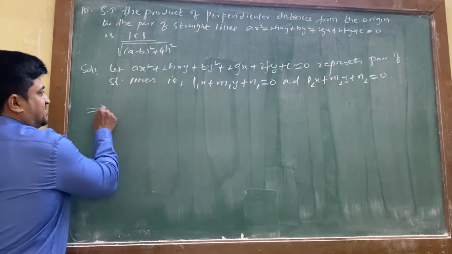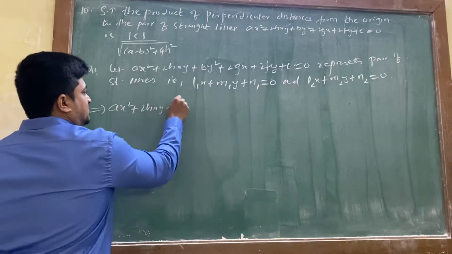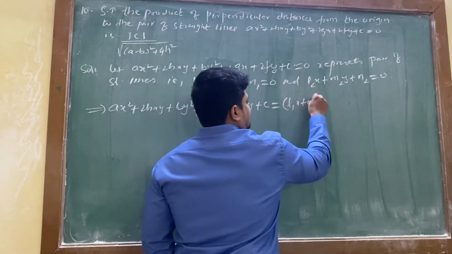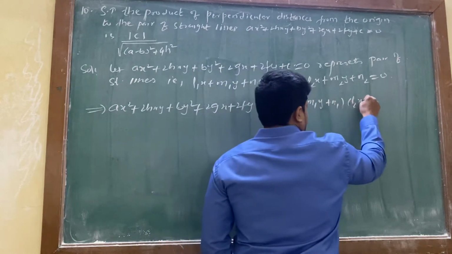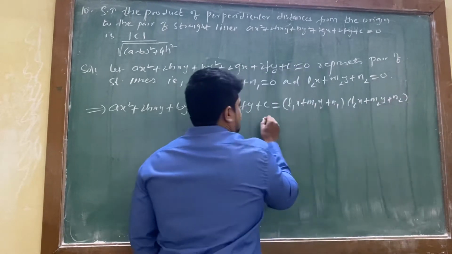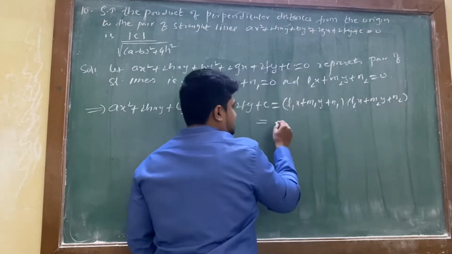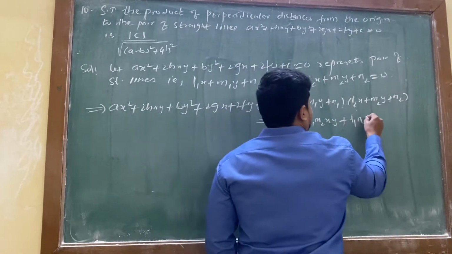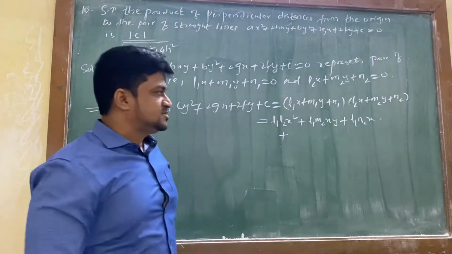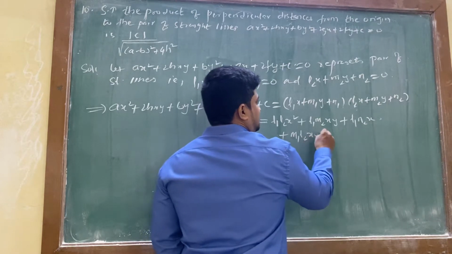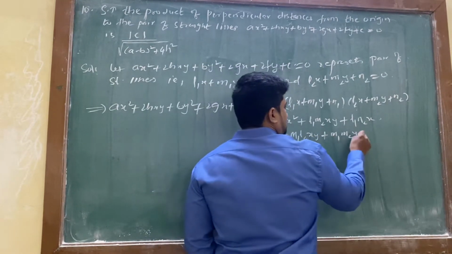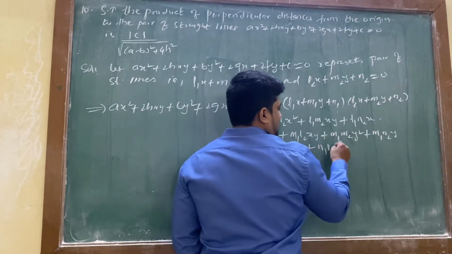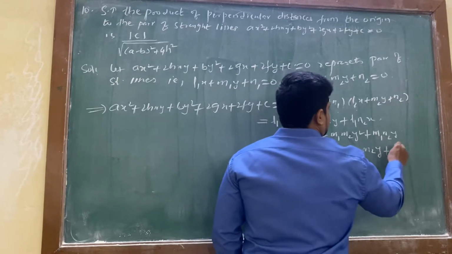So same thing, this implies whatever lines we have considered, the product equals L1x is multiplied to all the 3 terms, L1 M2xy plus L1 N2x, then M1y is multiplied to all the 3 terms, M1 L2xy plus M1 M2y square plus M1 N2y, plus N1 is multiplied to the first one, N1 L2x plus N1 M2y, N1 N2.